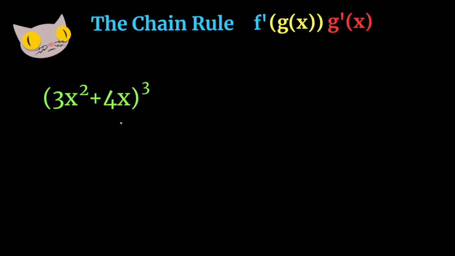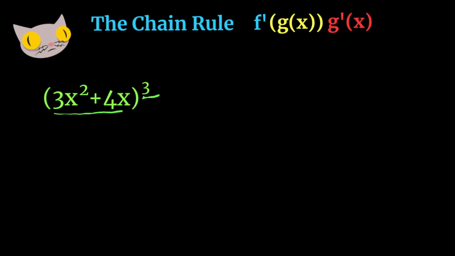Let's start by differentiating this equation. We have 3x squared plus 4x in the parentheses, and the entire thing is raised to the third power. So this is our innermost function, and the exponent is our outermost function. Now, if we look at this equation, we see that we're also going to need a power rule. A lot of times you're going to need to use more than one method of differentiation to solve a problem. So let's go ahead and solve.